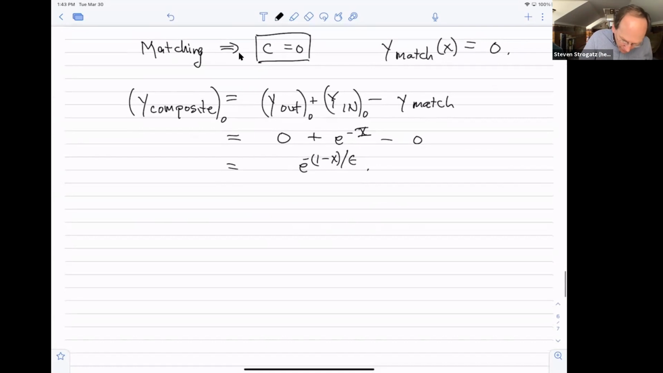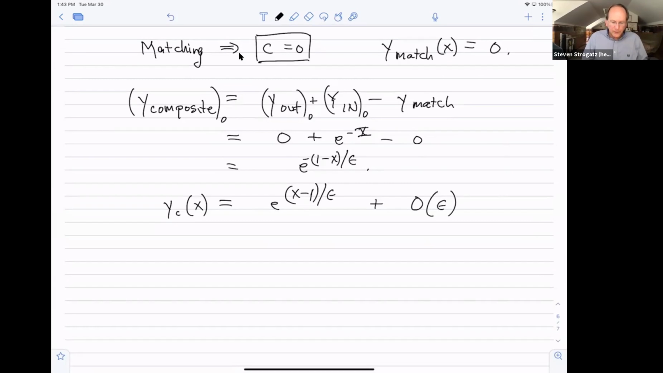So writing it a little more understandably, the leading order solution for the composite, let's try this again. So y composite as a function of x is coming out to be e to the (x minus 1) over epsilon. Plus, I didn't go out to order epsilon correction terms and didn't bother with that. So there we are. That's our answer.